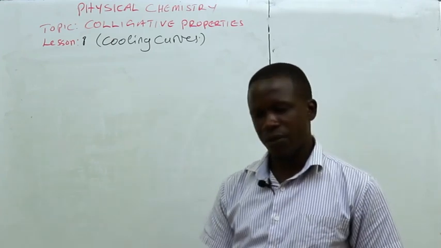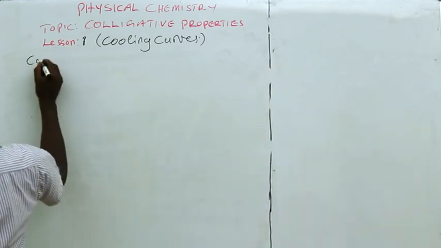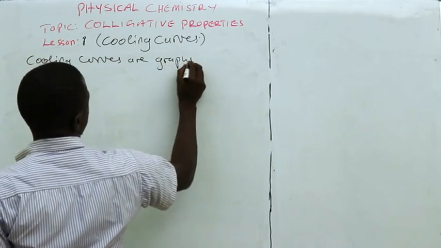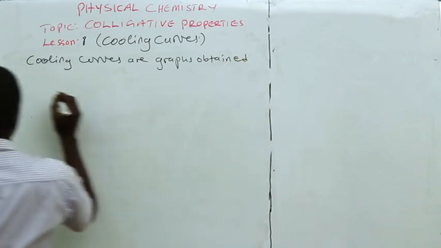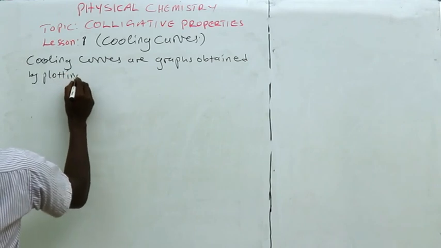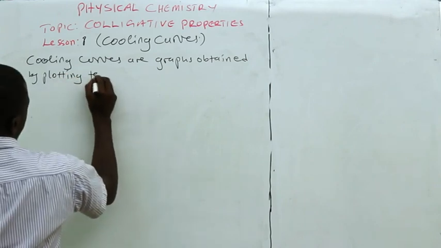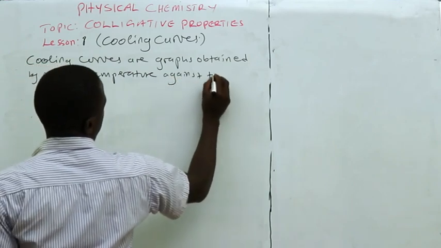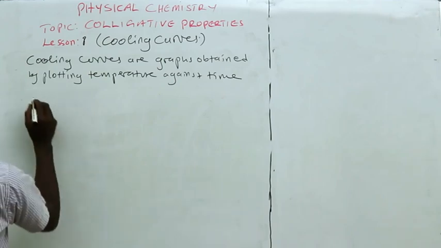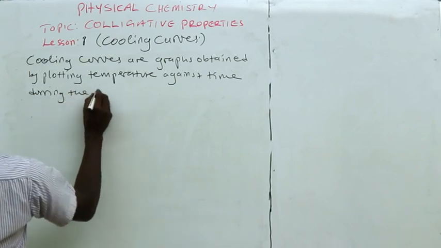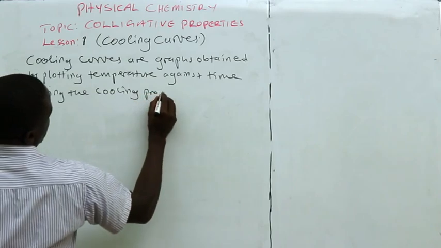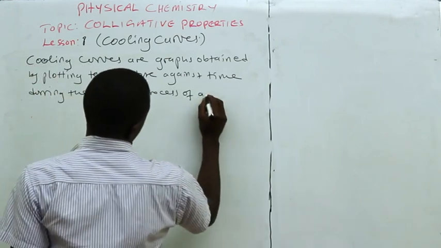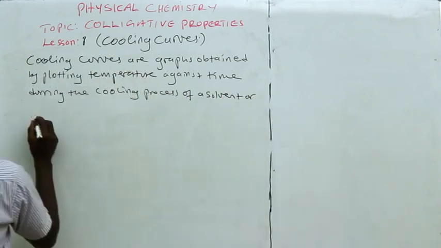So we are saying, what are cooling curves? Cooling curves are graphs obtained by plotting temperature changes, by plotting temperature against time during the cooling process of a solvent or a solution.